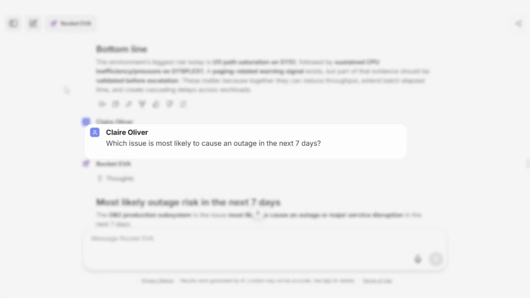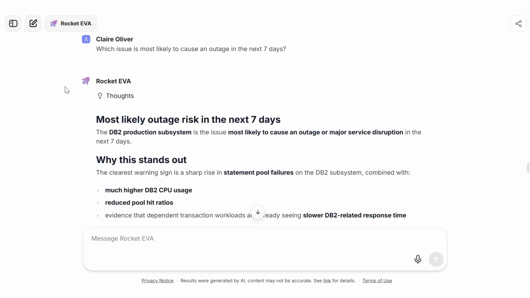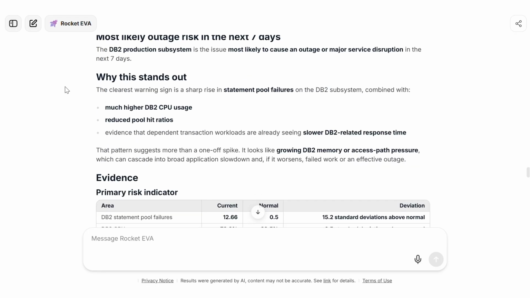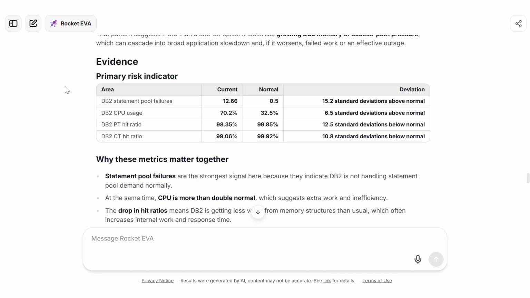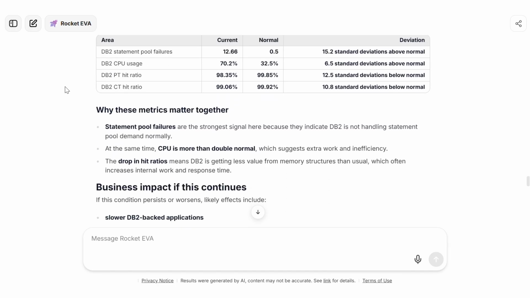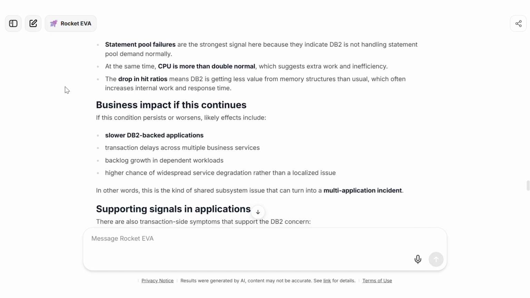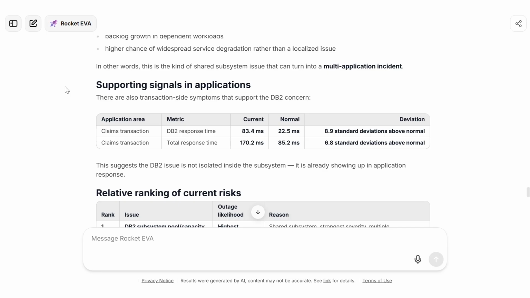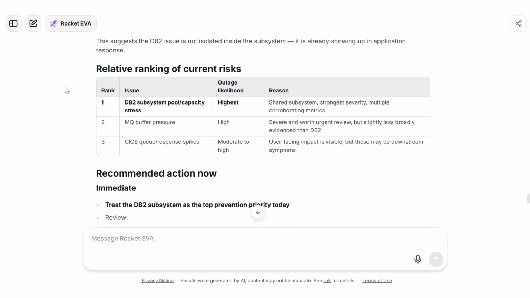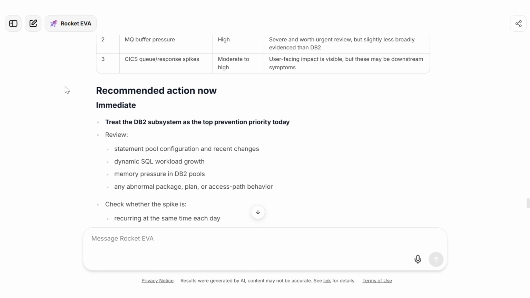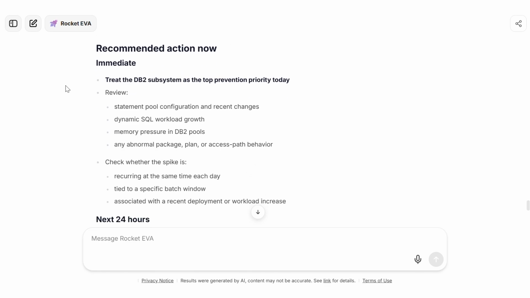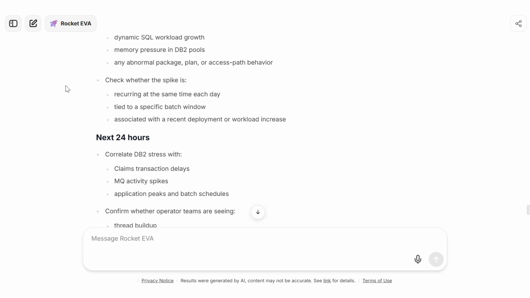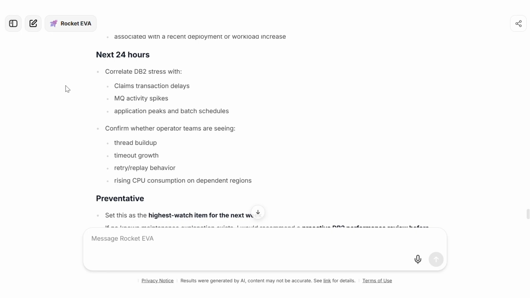next 7 days. EVA evaluates the previously identified condition and determines the DB2 production subsystem represents the highest near-term outage risk. Rather than simply restating the original findings, EVA performs a deeper assessment, examining how multiple indicators interact and contribute to overall operational risk. Individually, increased statement pool failures, elevated CPU usage, and declining hit ratios may not be alarming. However, when you put them together, they form a pattern that suggests mounting pressure on the subsystem and increasing risk of application instability. EVA helps move from diagnosis to action with clear recommendations on next steps.